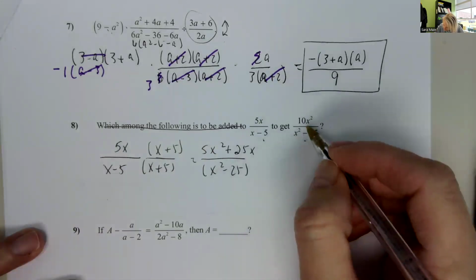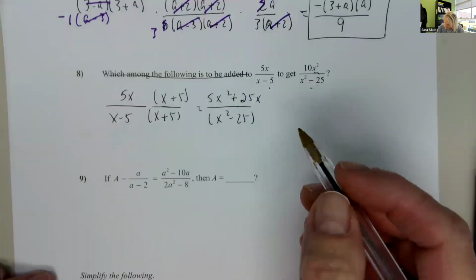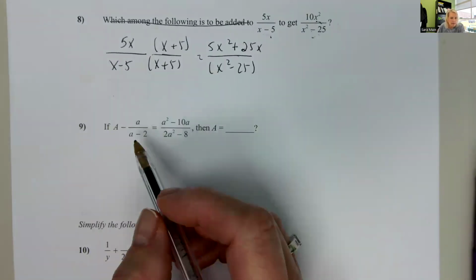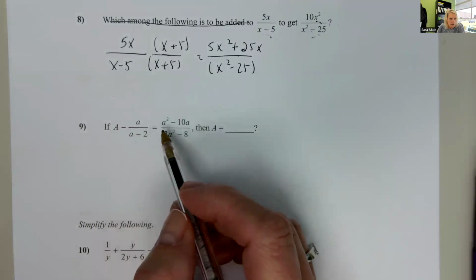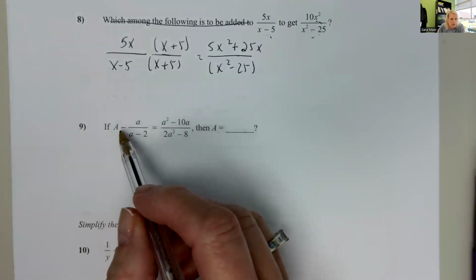Then we'd have to add something to it to get to this, but that's how we would get a common denominator. Okay, let's look at 9. 9 says if we have big A subtracting this equals this, then A equals what?